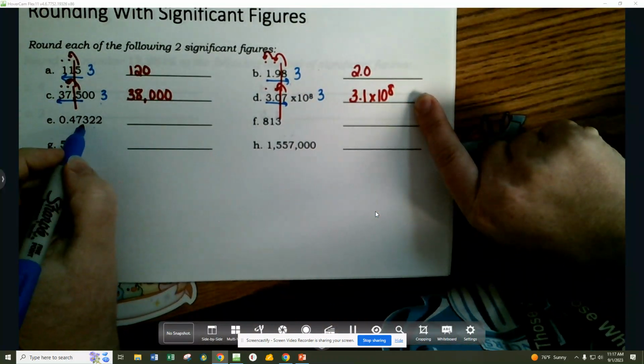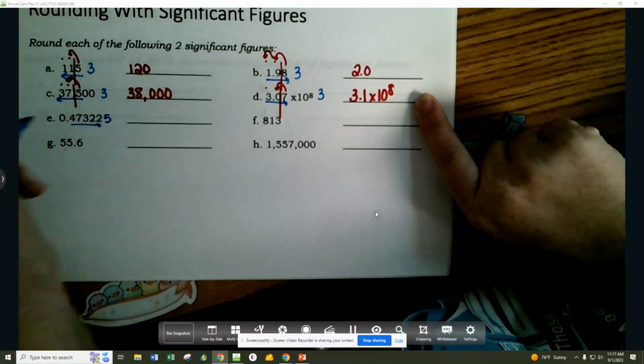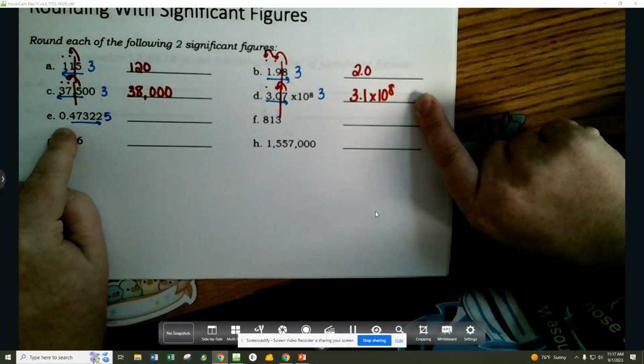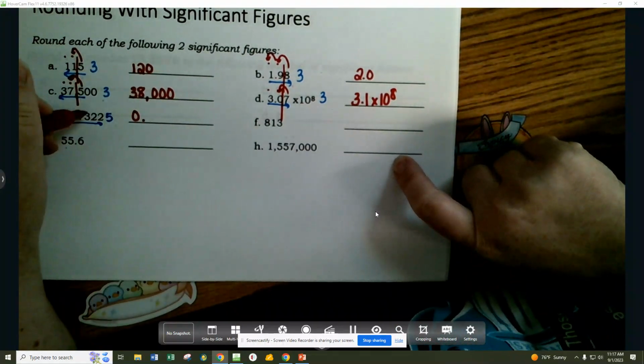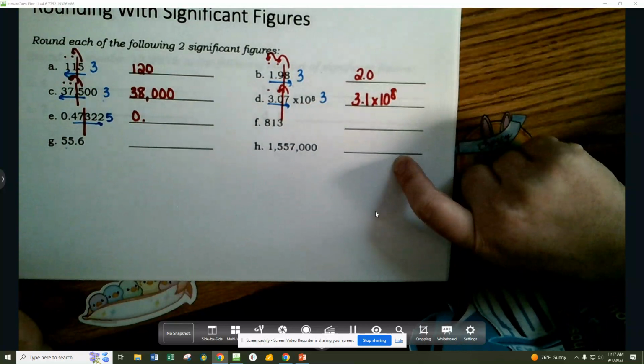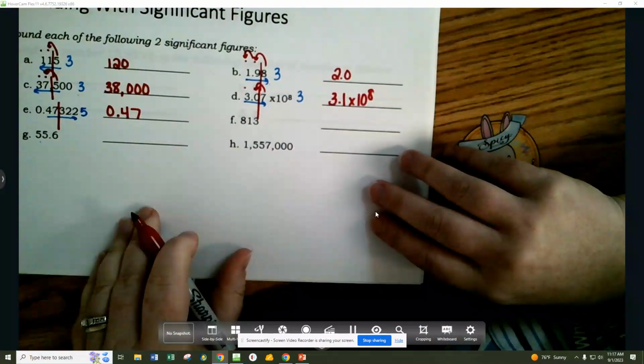In E, we have 0.47322. Using the Pacific rule, we have 5 sig figs. That 0 in the front doesn't count, so I keep my 0 point. I can keep the 4 and the 7, and I do not need to worry about rounding. So 0.47, and that one's complete.